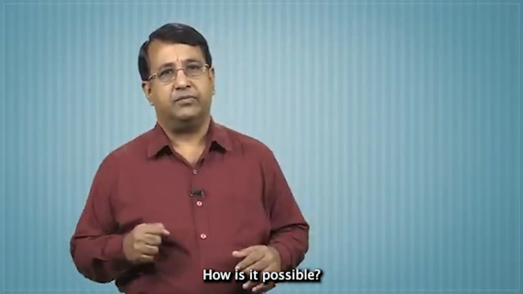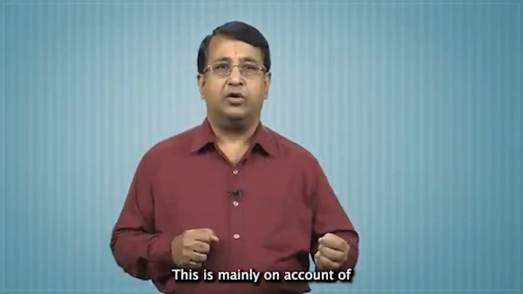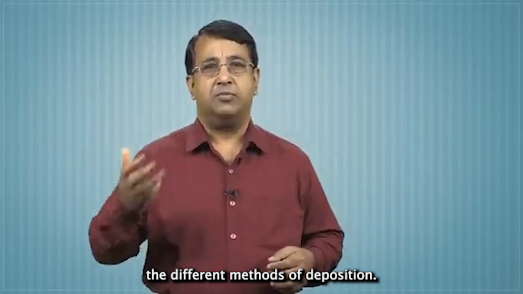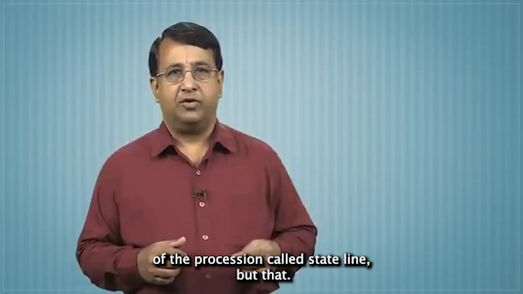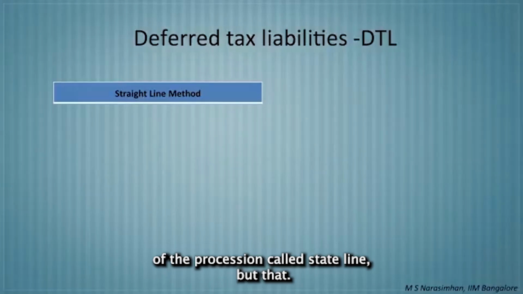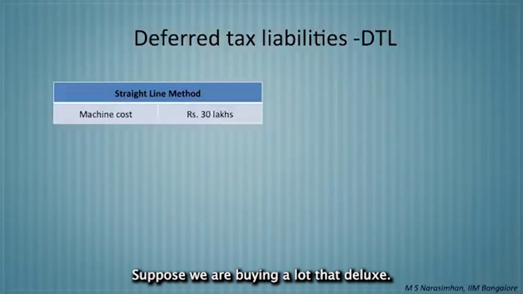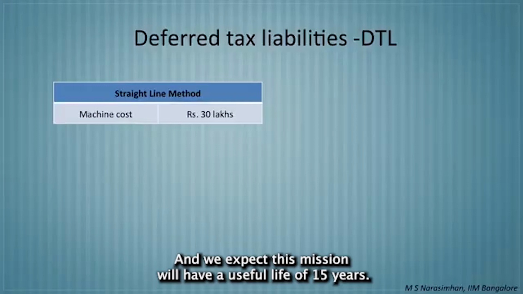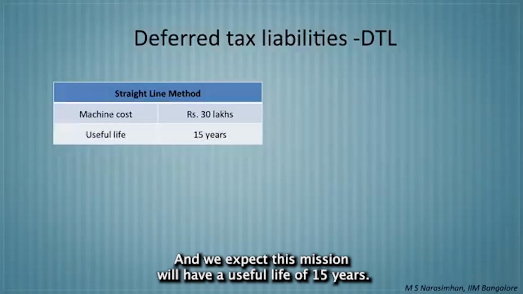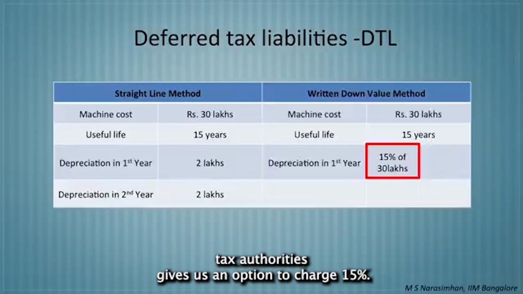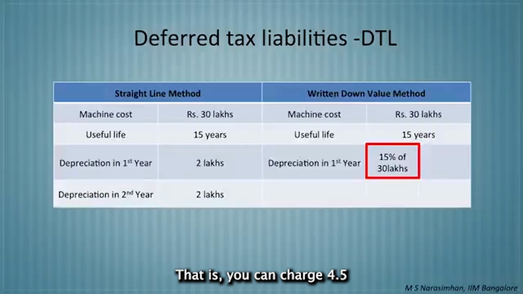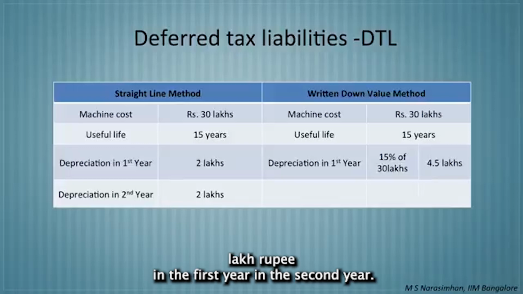How is it possible? This is mainly on account of different methods of depreciation. For accounting purposes, we follow a method of depreciation called the straight line method. Suppose we are buying a machine for 30 lakhs and we expect this machine will have a useful life of 15 years. We charge 2 lakh rupees as depreciation for computing the profit. Tax authorities give us an option to charge 15%. That is, you can charge 4.5 lakh rupees in the first year.